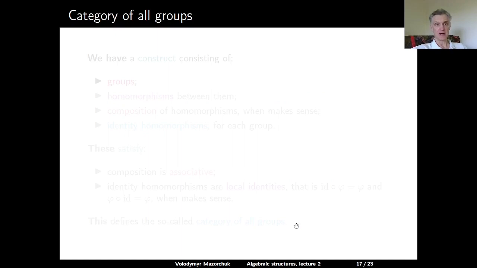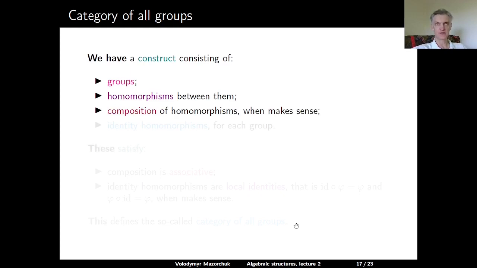So now we can sum up. We have the following construct. We have groups and homomorphisms between them. We can compose these homomorphisms if we have two homomorphisms such that the target group of the first one, the codomain of the first one, equals the domain of the second one. And also we have the identity morphisms for each group.